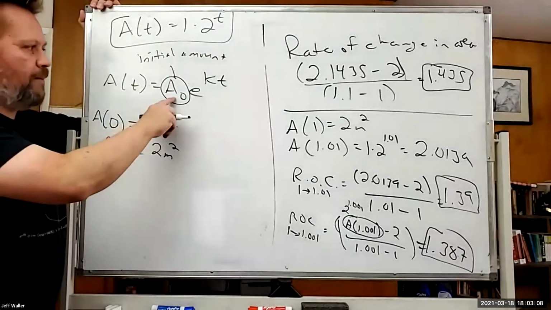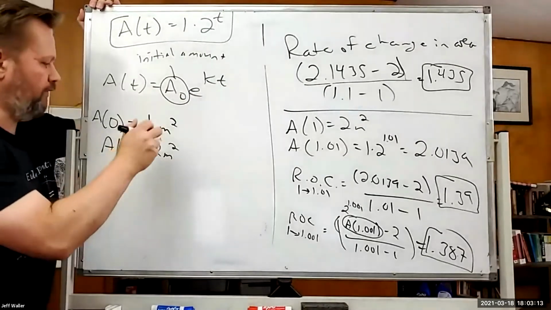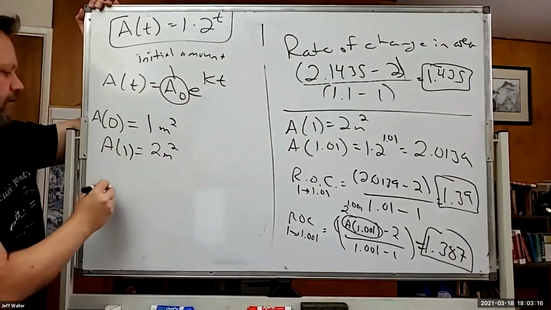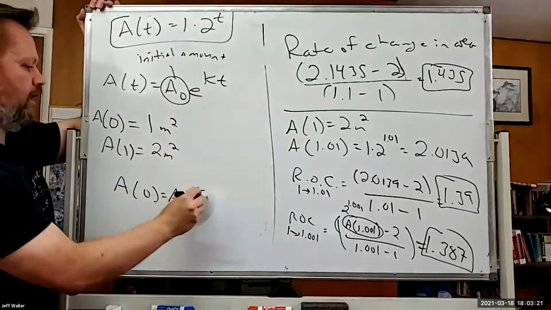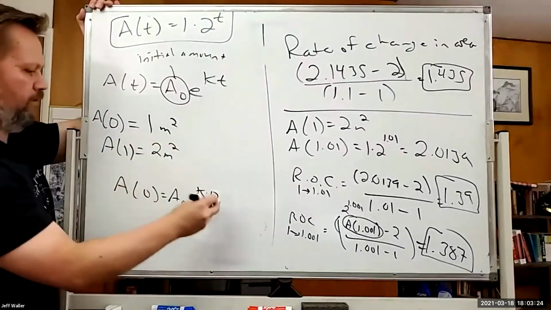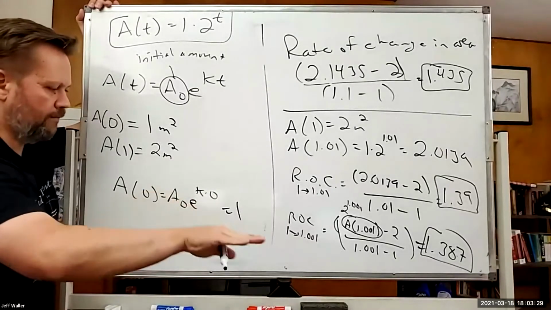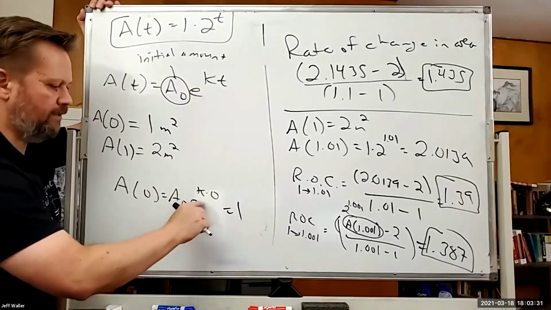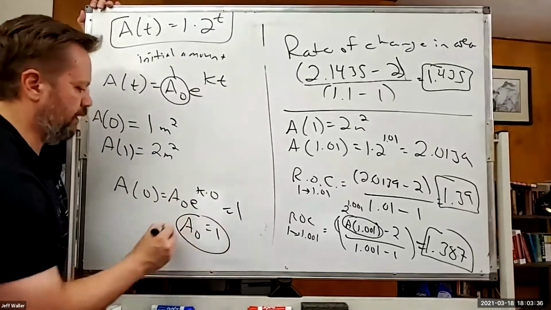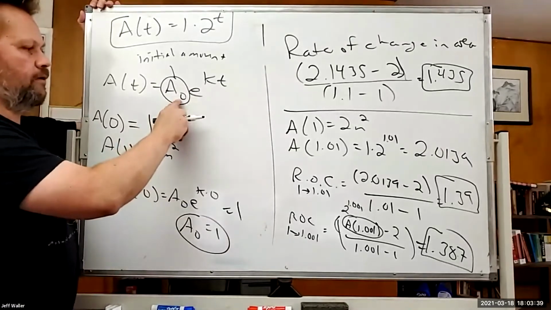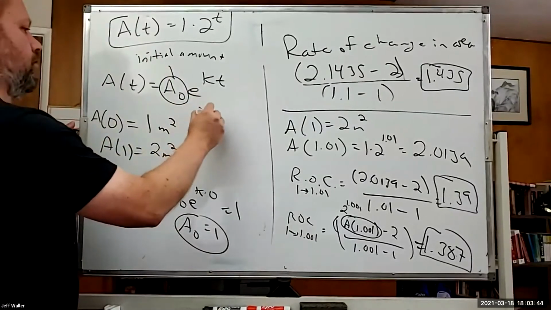So of course, what should that be? What was the initial amount? 1, right? So sure enough, if we double check, let's take our formula and plug a 0 in, and we would get A0 e to the k times 0, and that's supposed to be 1. Well, what is e to the 0? What's e to the 0? 1. So you do get A0 is 1, just like we said it should be. A0 is 1. So now we know this much.